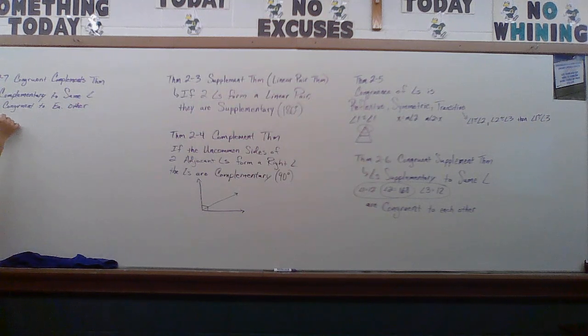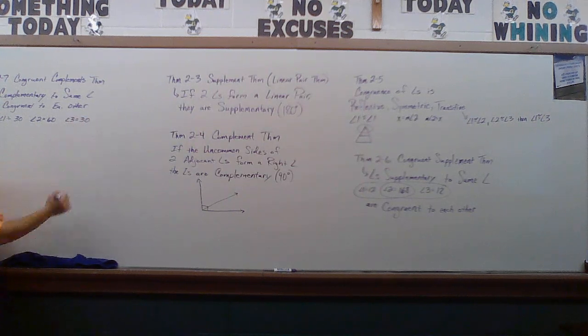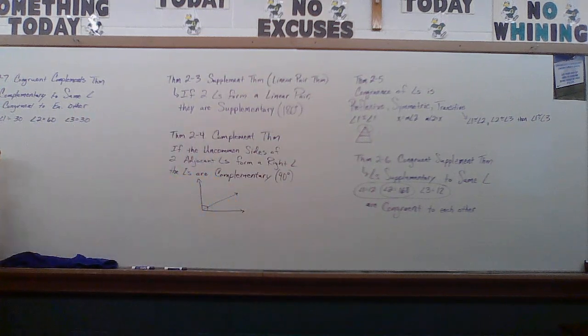So again, if I had angle 1 is equal to 30 degrees, the complement would be 60 degrees. And then if I told you that angle 2 was complement to angle 3, then I know that that is 30, because they both have to make up 90. So then obviously the first and the last one are congruent to each other.